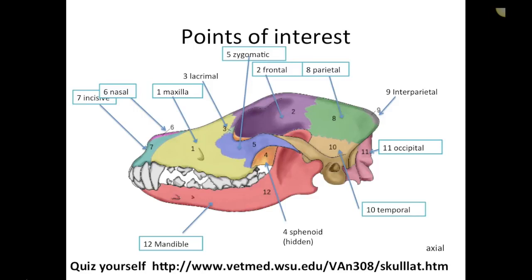So the nasal bone houses the nasal turbinates. I'm sorry, I can't speak. And that helps moisten the air before it's breathed into the skull.